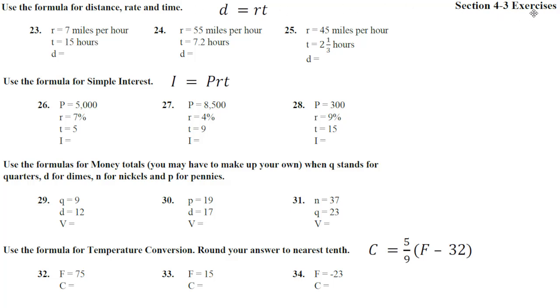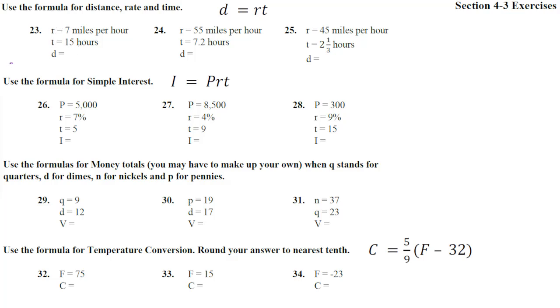Here we are in section 4-3, exercises numbers 23 through 34. We're going to be using formulas. And so we went and found the formula here for distance, rate, time. Here's the formula, D equals RT. So let's stick it in.